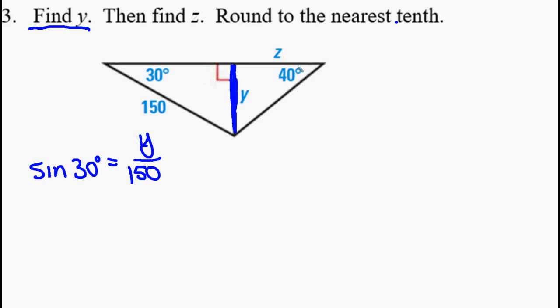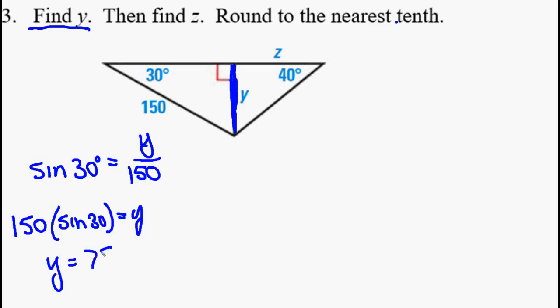I guess we could not solve from the 40-degree angle's perspective because we have no sides over here yet. So we're all set to put this together. Multiply both sides by 150. 150 times the sine of 30 is equal to y, and that turns out to be y is 75. So I'm going to come up here to my picture and write that in instead of y. That is 75, because I think we're going to need it now to find z.